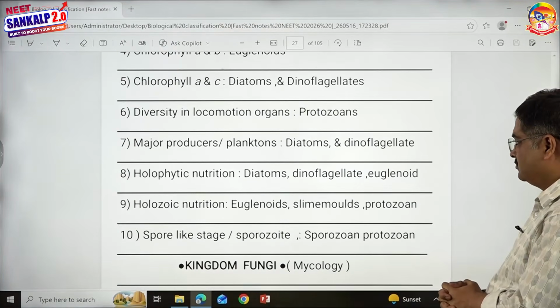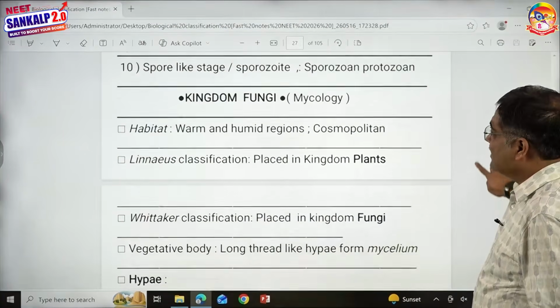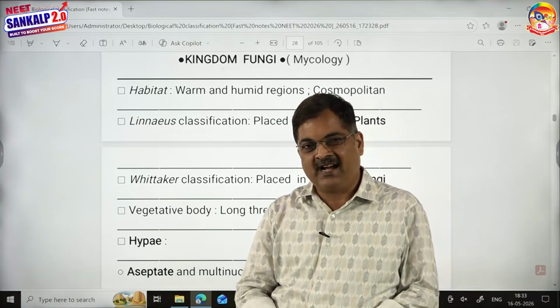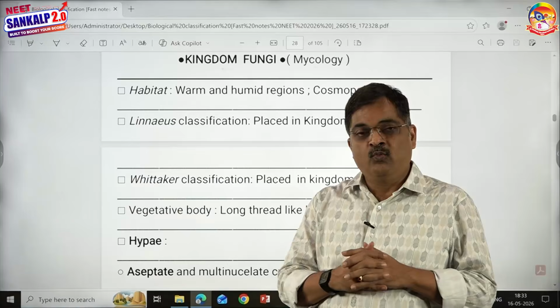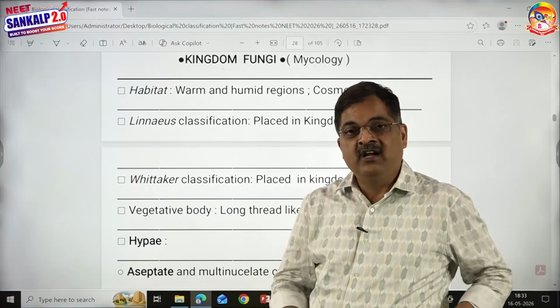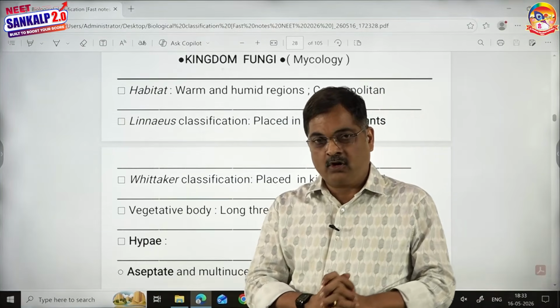Holophytic nutrition, holozoic. Anyway, not needed. That's it. We have completed the very diversified kingdom Protista. It took a little time for us, but I think it is worth taking because this is a kingdom where there are some areas which you have to be very good at. And we found some ways to remember this very important kingdom called Protista.